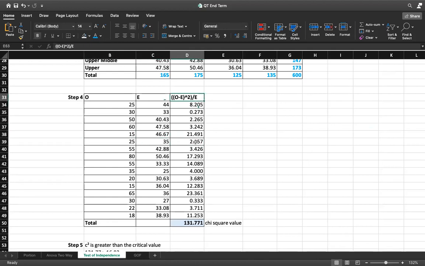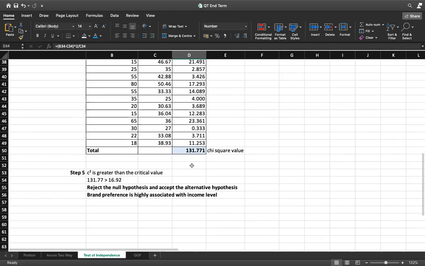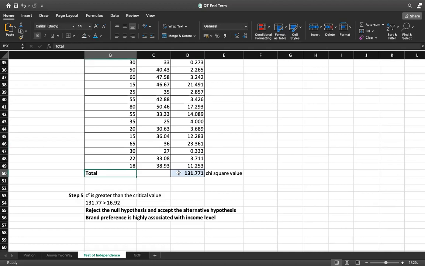But yeah, now you're going to find your chi-square value. Your chi-square formula is your observed value minus your expected value, the whole square, divided by your expected value. For this one, it is 25 minus 44, the whole square, divided by 44. This is a pretty basic formula, which you can put in once and then drag to find the values for all of your chi-square values. The last step is to find the total. This is the main thing you have to find. So this is your chi-square value.